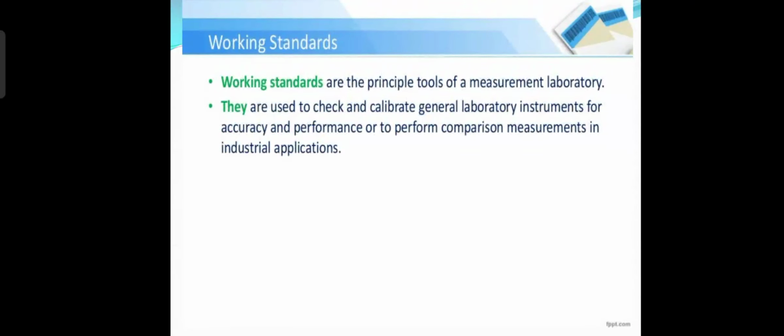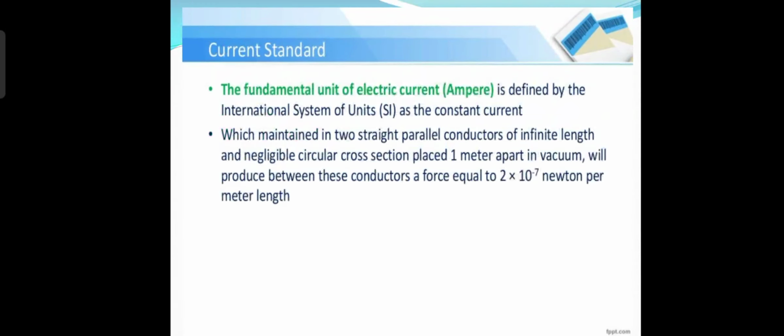The next is working standard. Working standards are the major tools for measurement laboratories. These standards are used to check and calibrate the instruments in the laboratory. The working standard chosen should be at least 10 times more accurate than the instruments to be calibrated.